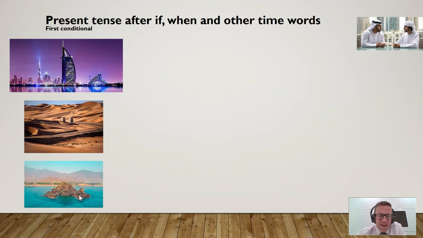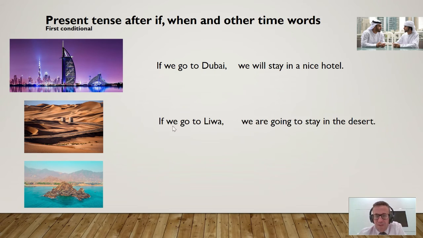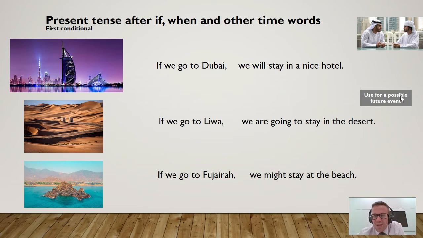If we go to Dubai, we will stay in a nice hotel. If we go to Liwa, we're going to stay in the desert. If we go to Fujairah, we might stay at the beach. So these are all examples of first conditional. We use it for a possible future event. We're not sure, but it's a possible future event. They all go with the word if.